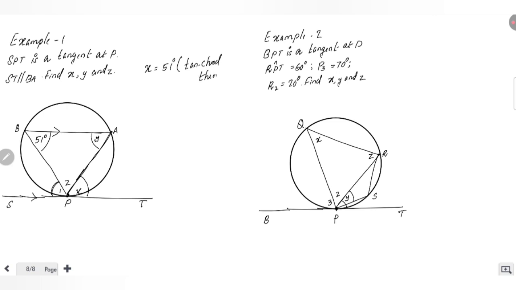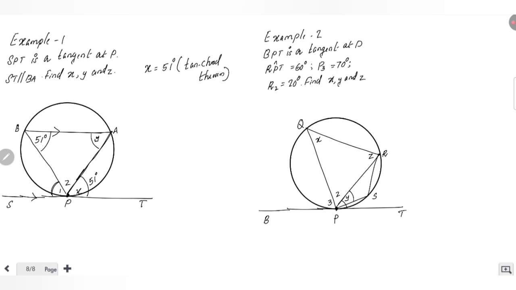Tan-chord theorem. You have to write these three words, tan-chord theorem. This is how you have to write: X is equal to 51, which is tan-chord theorem. Clear? All right. Now we know the value of X is 51, isn't it?